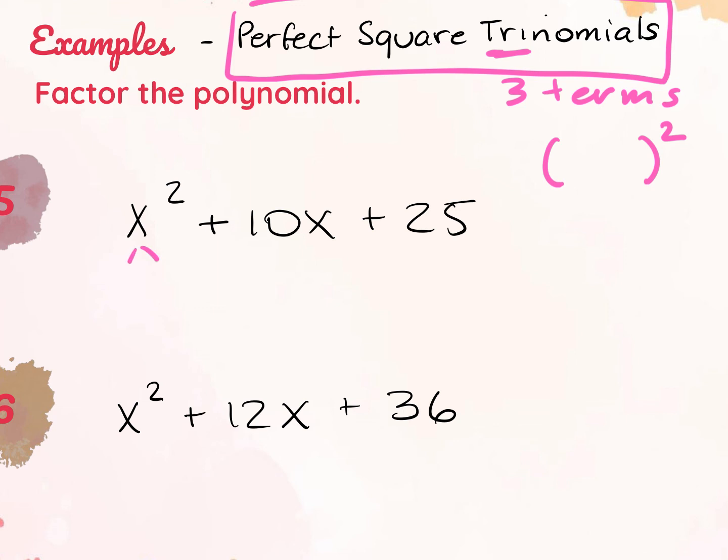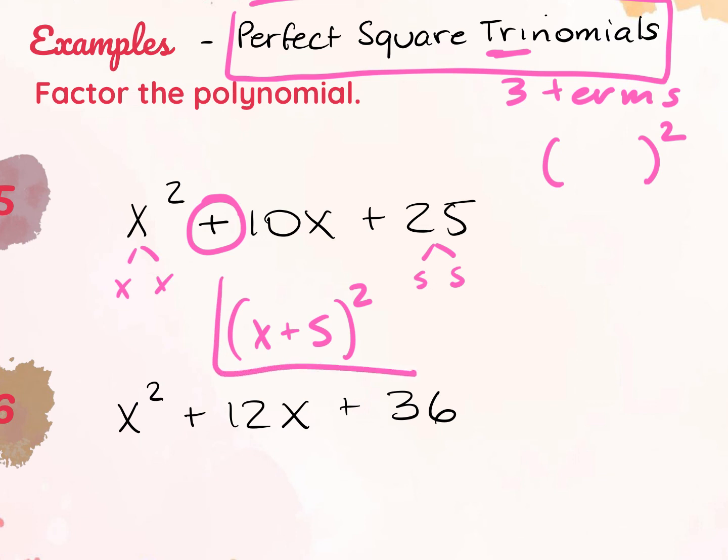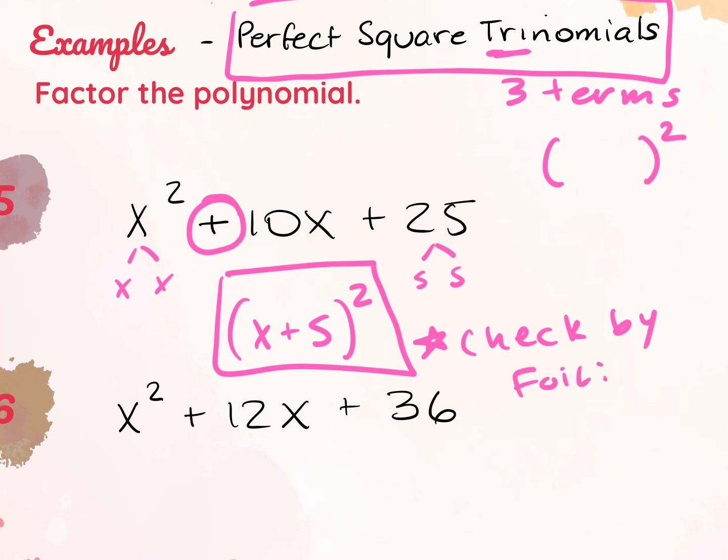So our first term is a perfect square, and our last term is a perfect square. So what are 2 factors of x that give us x squared? X and x. What are 2 factors of 25? 5 and 5. So in my parentheses, I'm going to have x. Whatever the sign in the middle is, that's going to be what goes in the middle. So it'll be x plus 5 squared. Don't forget the squared up top. So just like we talked about the last couple days, to check our work, we can FOIL. So check by foiling. If you wanted to double check your answer, you could FOIL it out.